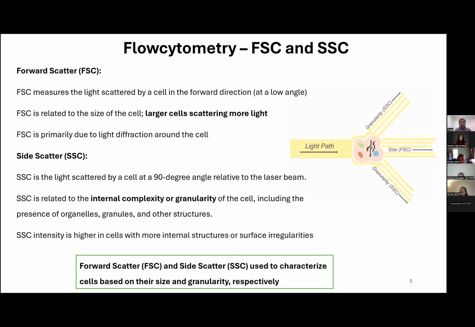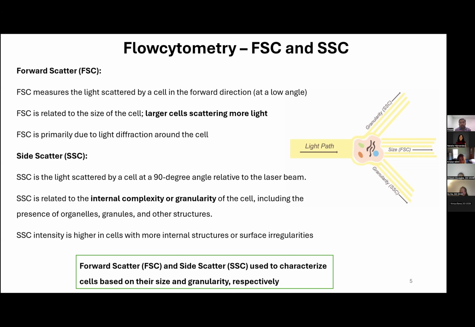If you look into the principle, the scattering is primarily due to the diffraction of light around the cell surface. So the idea here is forward scattering will give you the size of the cell. And how about the side scatter? With side scatter, the light will be scattered across the cell, mostly around a 90-degree angle relative to the laser beam. So the information we obtain would be the internal complexity or granularity of the cells.